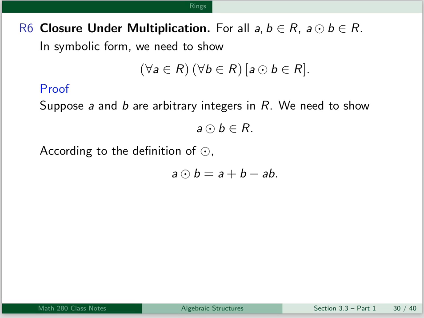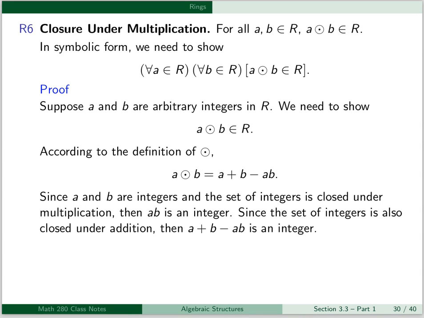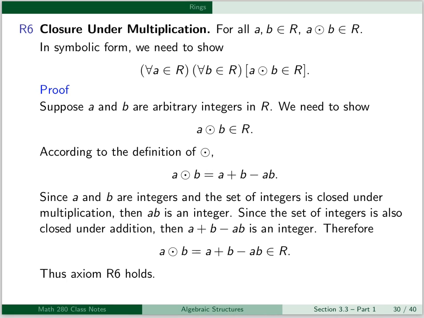And according to the definition of our multiplication ⊙, a ⊙ b is a + b − ab. And since a and b are integers and the set of integers is closed under multiplication, then we know that a times b is an integer. And since the set of integers is also closed under addition, then a + b − ab is an integer. Therefore, a ⊙ b is in R. And thus axiom R6 holds.